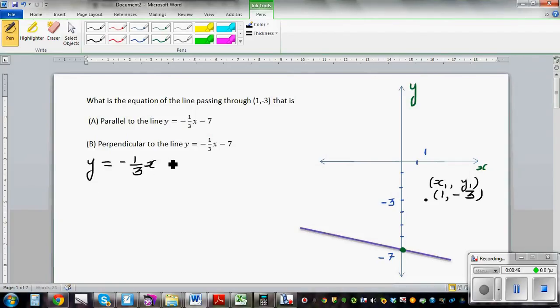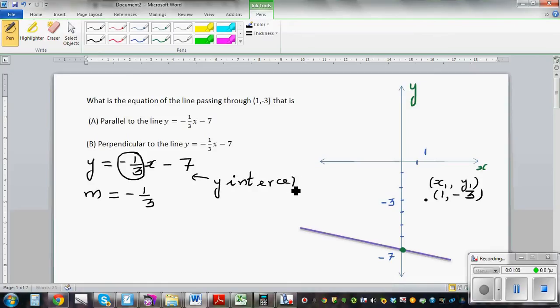one thing that was important in this question is this is your gradient of the line. This number m is the gradient, which is minus 1 over 3. And this is the y-intercept, that's where the graph cuts the y-axis. So these two numbers express two different things. This number without the x tells you the y-intercept.